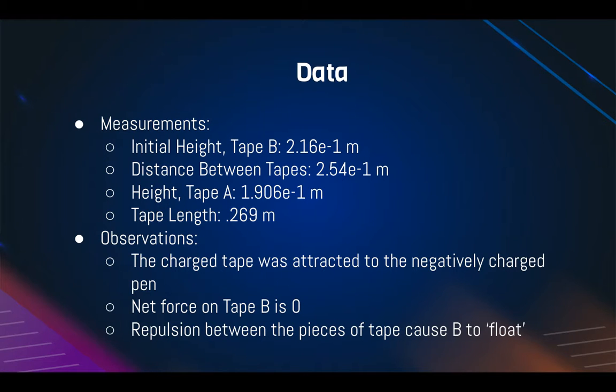So I observed that the charged tape was attracted to the negatively charged pin, which meant that it was positive, and that the net force on tape B was zero since only the center of mass moved slightly and the tape didn't actually float. And this floating was caused by the repulsion between the pieces of tape.